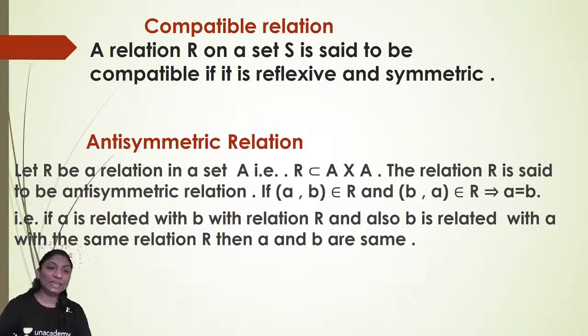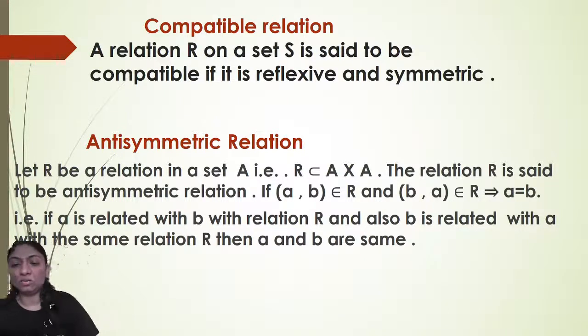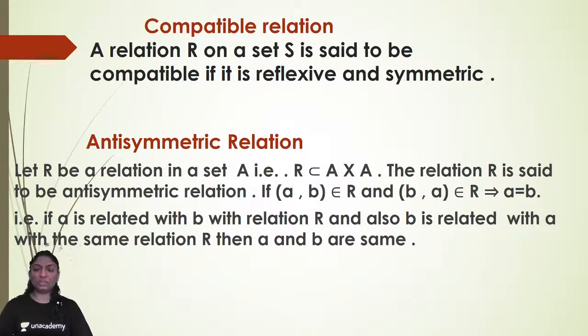Now anti-symmetric relation. Let R be a relation in a set A and R is a subset of A cross A. The relation R is said to be anti-symmetric if (a,b) belongs to R and (b,a) belongs to R, which implies a is equal to b. That is, if a is related with b, and b is also related with a with the same relation, then a and b are the same.